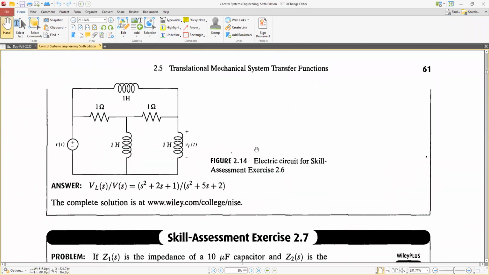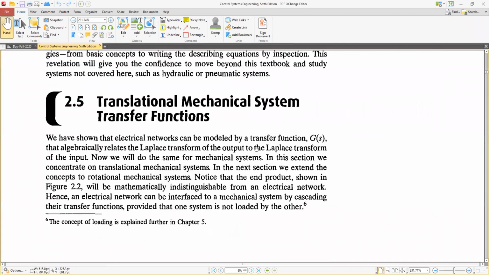That is the electrical system. Now, what would happen if we look at the mechanical system transfer function? Electrical system, mechanical system, two things are there: electrical system transfer function and mechanical system transfer function.